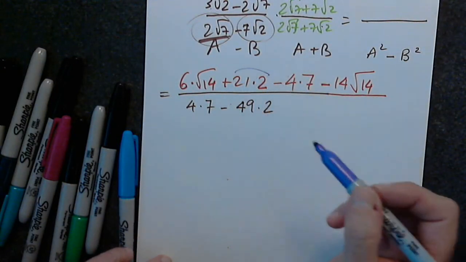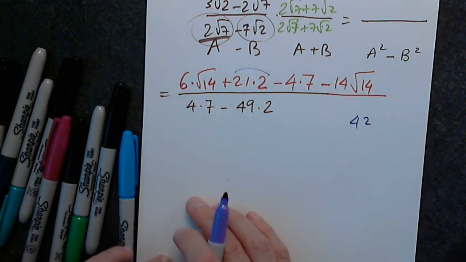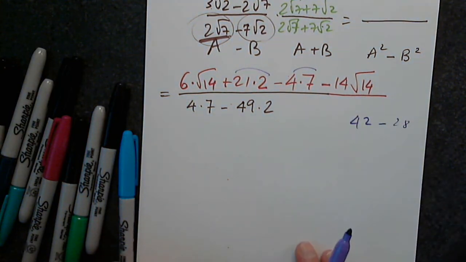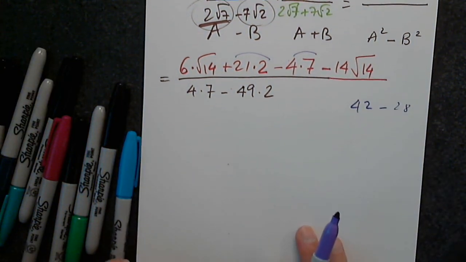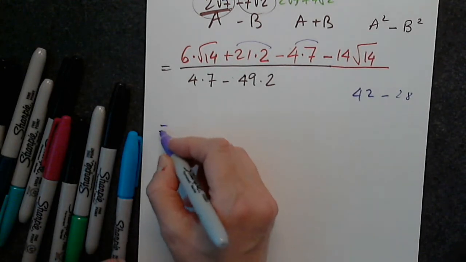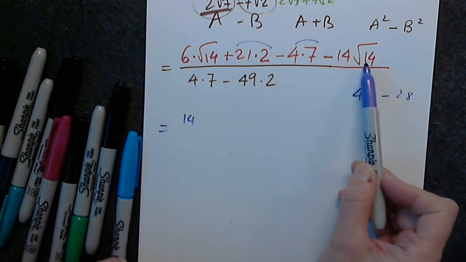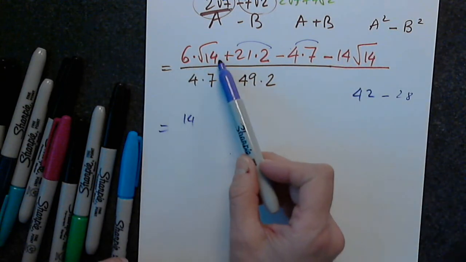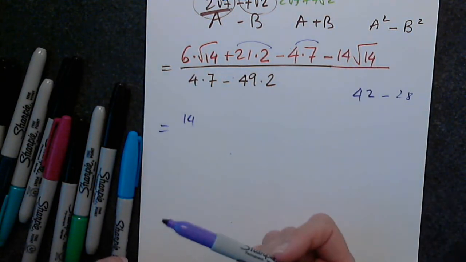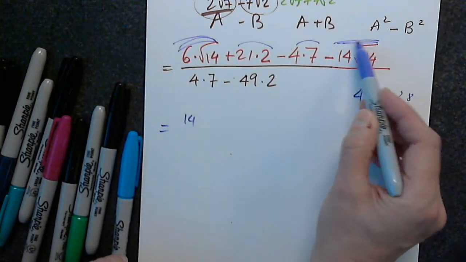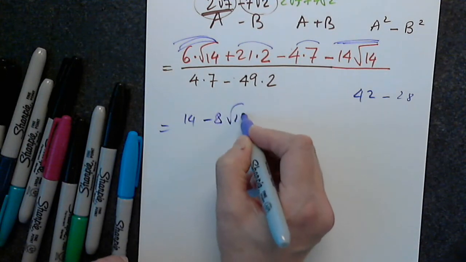I know that 21 times 2 is 42, and I know that 4 times 7 is 28. So 42 minus 28 is 14. Now we have 6√14 minus 14√14. It's like 6 apples minus 14 apples. They are like terms? Yes, negative 8√14.